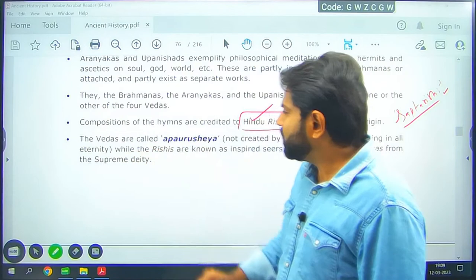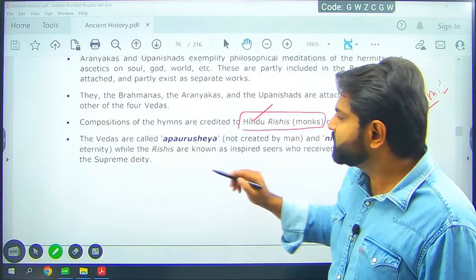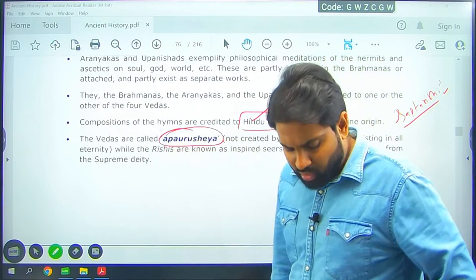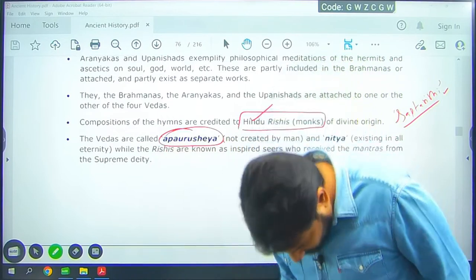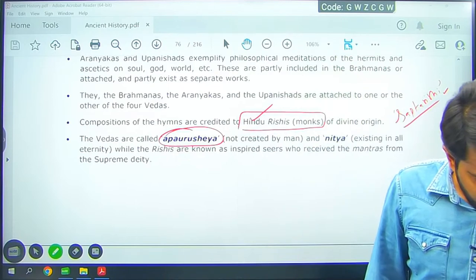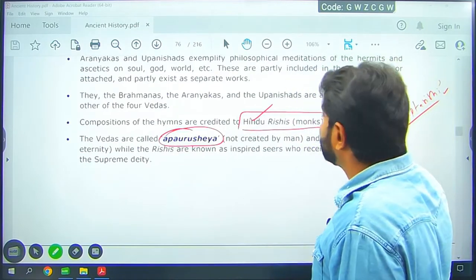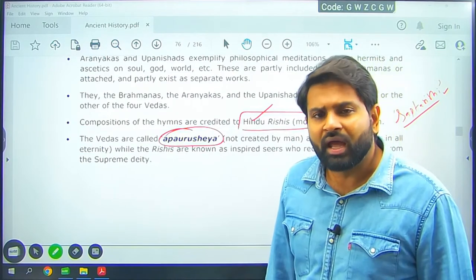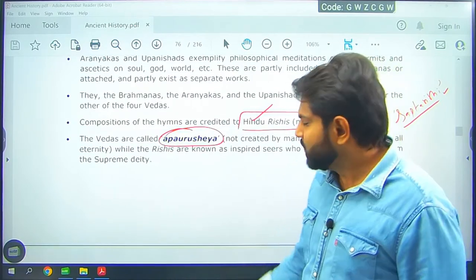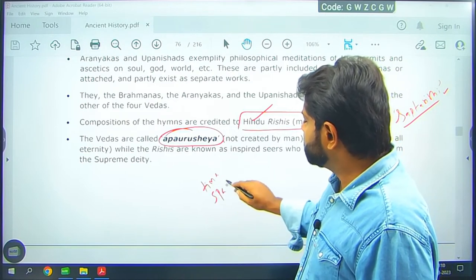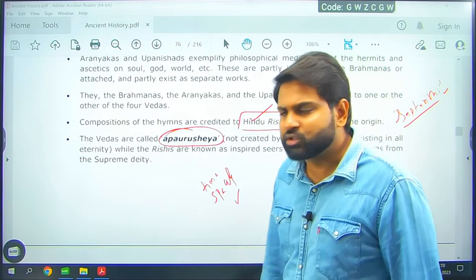The Vedas are called Apurusheya, which means not the creations of man. These are not created by human beings. And Nitya, so existing in eternity. These are going to be useful for any time and space domains.